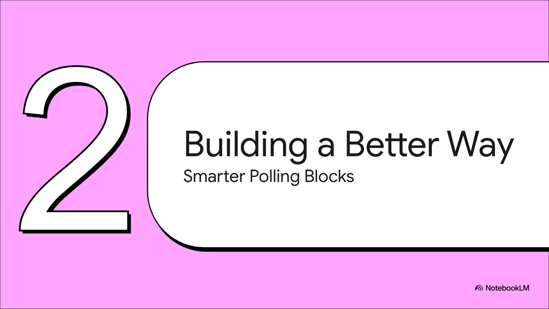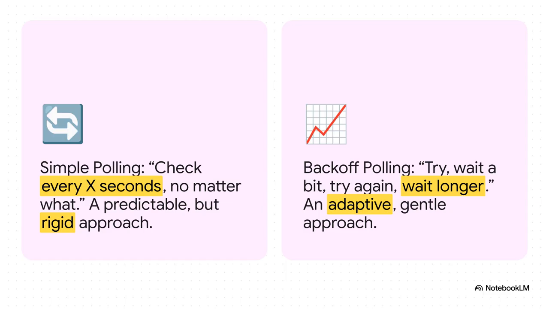So what if we could build a more intelligent system? Well, it turns out we can, by combining a few really clever building blocks. This is where we see a total shift in thinking. On one side, you've got simple polling, which is just check every 10 seconds, no matter what. It's totally rigid. On the other side, you've got something way smarter, backoff polling. The motto here is try, wait, try again, wait a little longer. It's adaptive and it's so much gentler on your database.